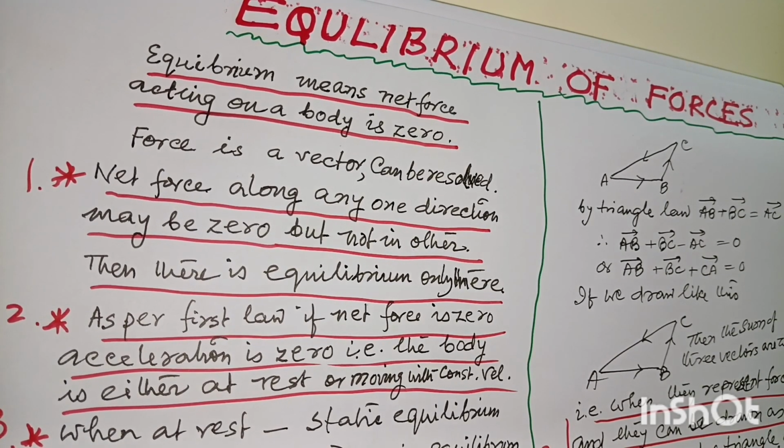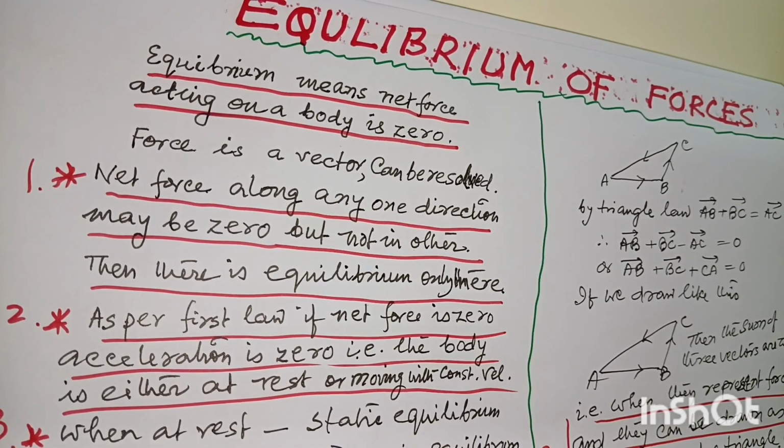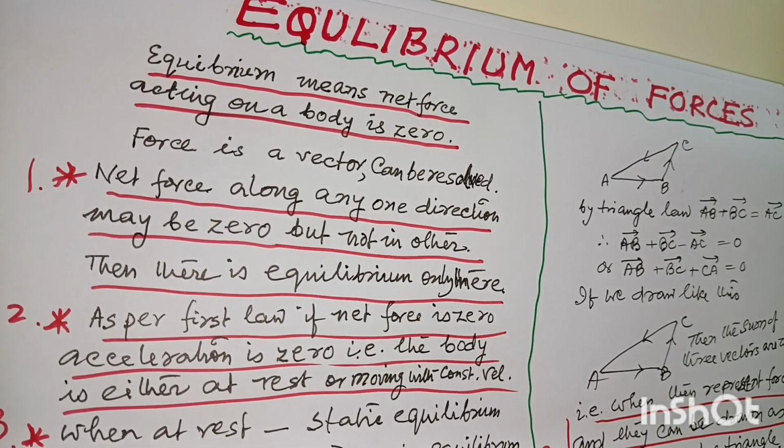So if it is only zero in one direction, we say that there is equilibrium in that direction. In the other direction, there is no equilibrium. So this equilibrium is very much directional. It means in a particular direction, if the net force is zero, then we call it equilibrium.